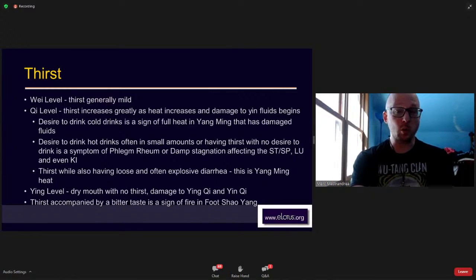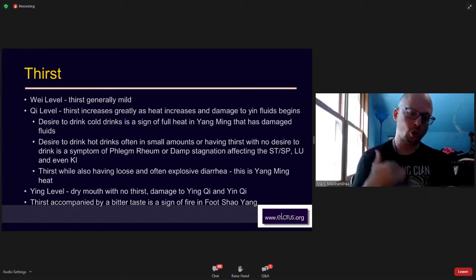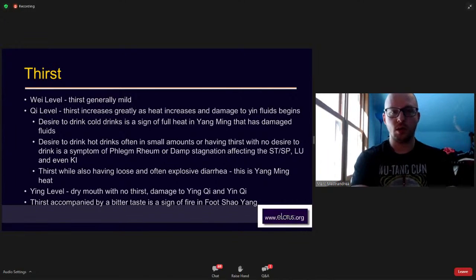The person who has the pathogen in the qi layer has a lot of fire, so they'll want to drink more cold drinks, right? They'll want things that are cold, things with ice. They might even want ice cubes. The idea is to cool down this heat. Anything cool, cold, a cold stream of water, this idea.